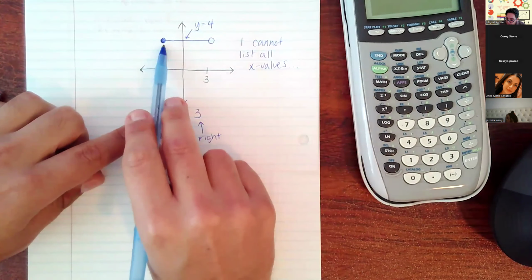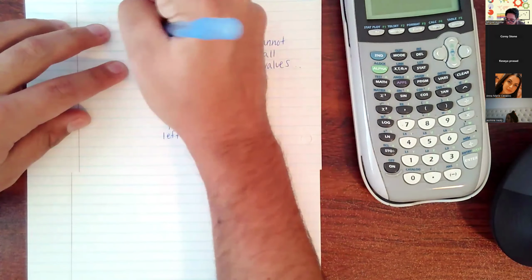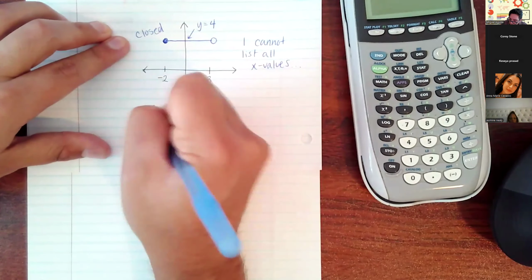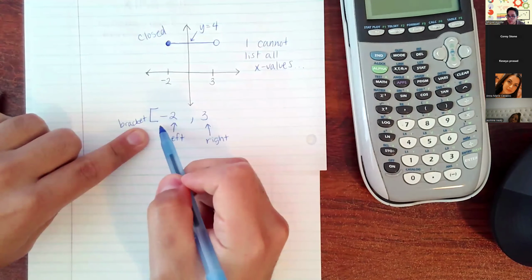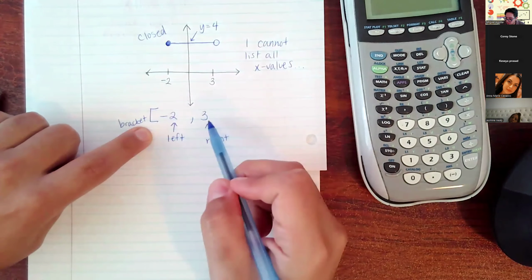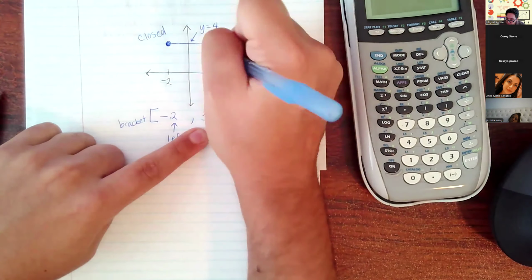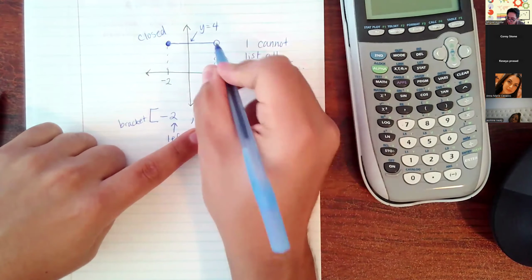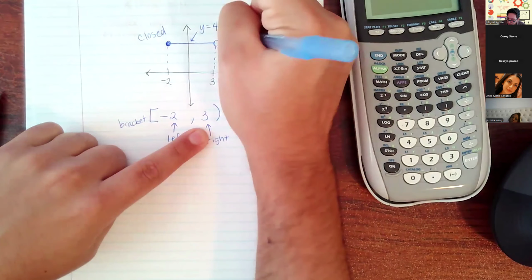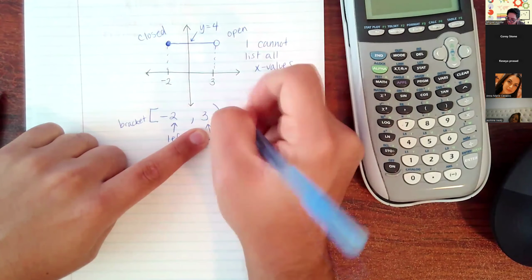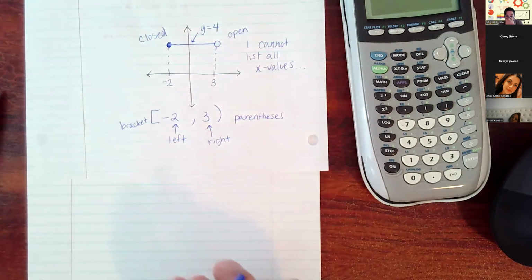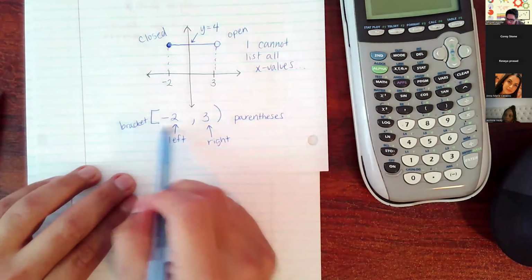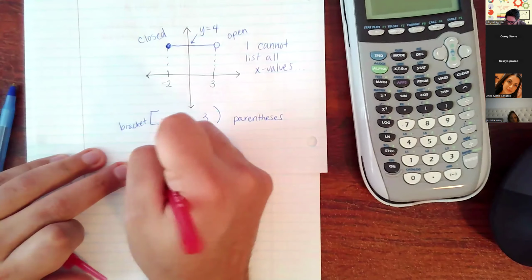If I have a closed circle, or a closed point, on the left, then I'm going to use a bracket to indicate that it's closed. And on this right endpoint at 3, I have an open circle. Since that's an open circle, I'm going to use parentheses to indicate that it's an open point. This is called interval notation.